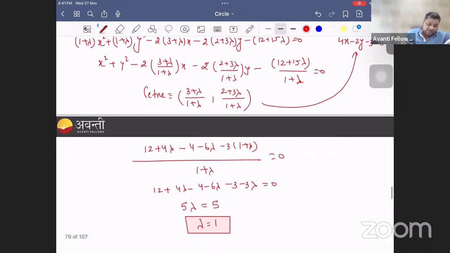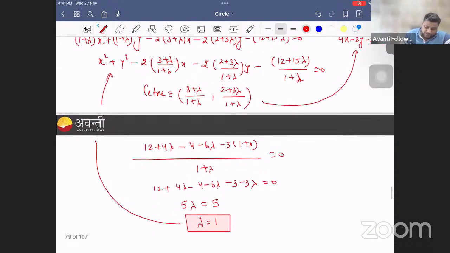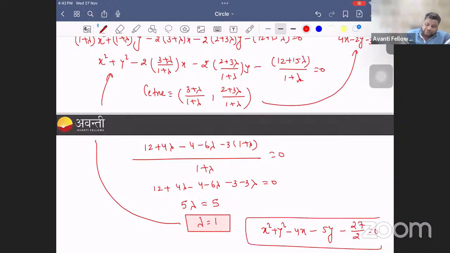Now you got your lambda. Put this lambda here. So the answer is x square plus y square. If you put lambda, you get 2 cancel. You get minus 4x minus 5y minus 27 by 2 equals to 0. This is the equation of circle that you got.